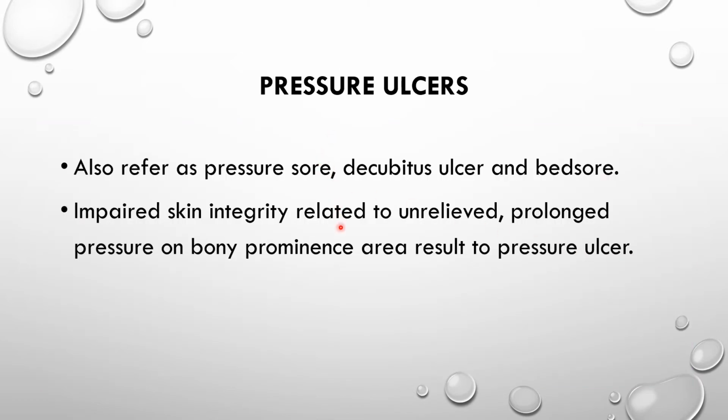Next is the pressure ulcer. Pressure ulcer is also known as pressure sore, decubitus ulcer, and bed sore. These are other names of the pressure ulcer. Basically, a pressure ulcer is impaired skin integrity caused by unrelieved prolonged pressure on a bony prominence area. So the pressure ulcer is produced by prolonged and unrelieved pressure on the bony prominent area.